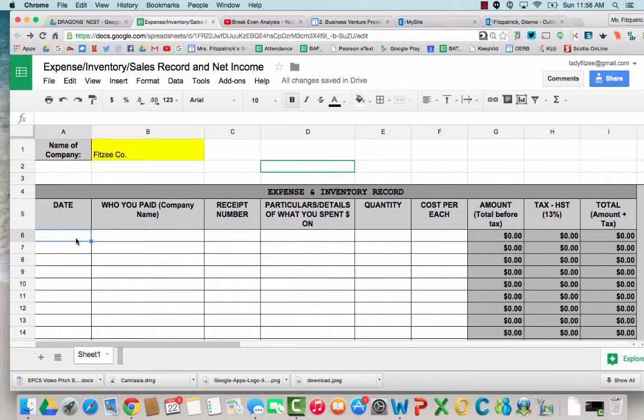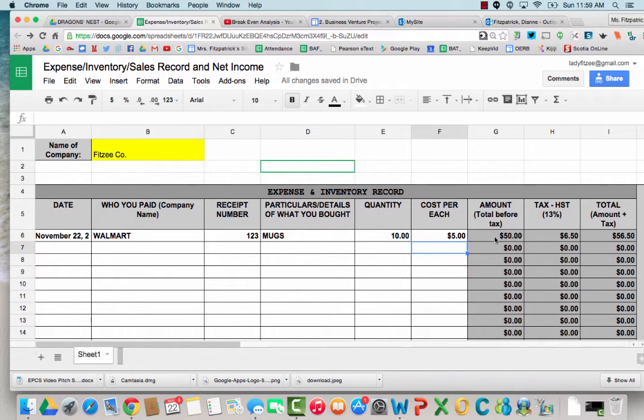So let's say today, on November 22nd, I purchased from Walmart, this is who I paid. Put in whatever the receipt number is. If there's no receipt number, don't worry about it, just leave it blank. What did I buy? I bought mugs that I'm going to sell. Let's say I bought 10 of them. That's the quantity, and they were $5 each.